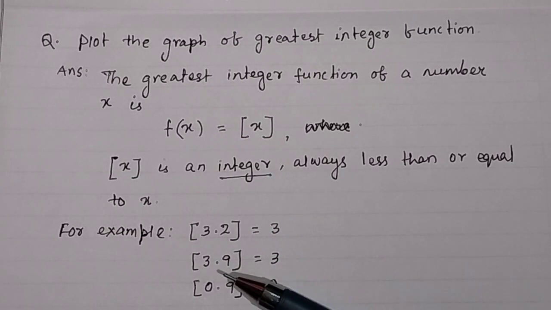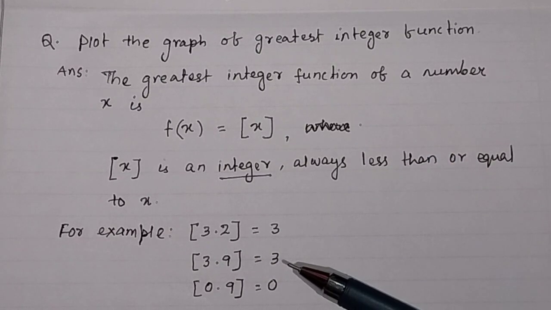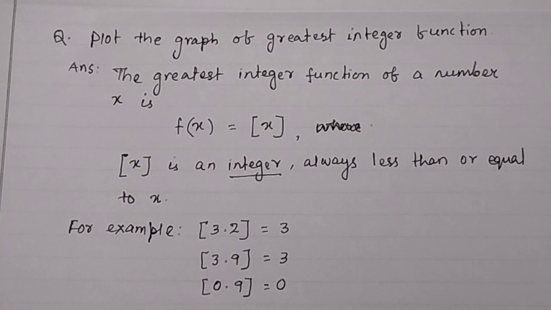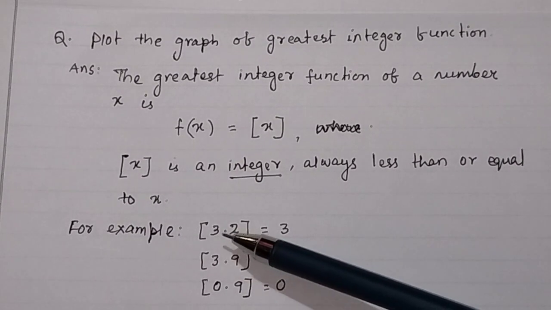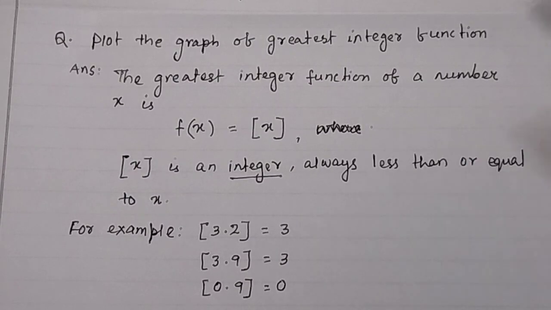Similarly, for 3.9, what will be the greatest integer function? It will be equal to 3. Similarly, for 0.9, the greatest integer function will be equal to 0. In this way, you can find out the greatest integer function of a number. That means here these are the numbers and these are the greatest integer functions.